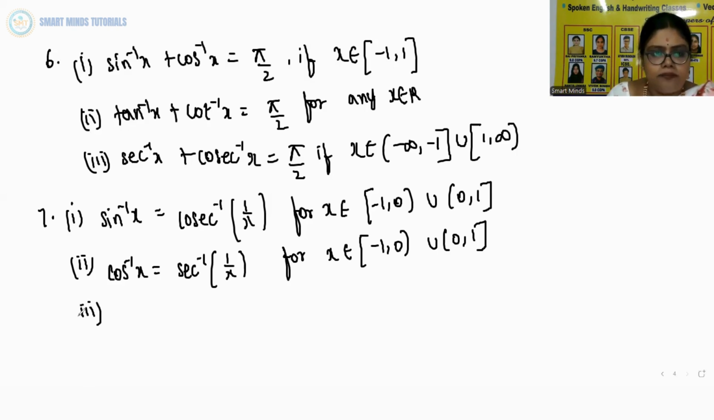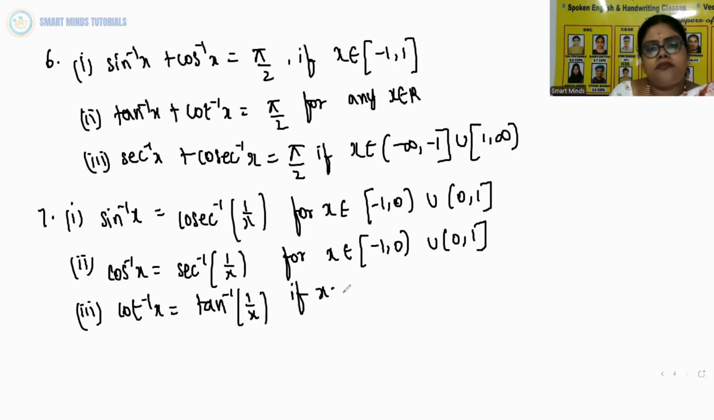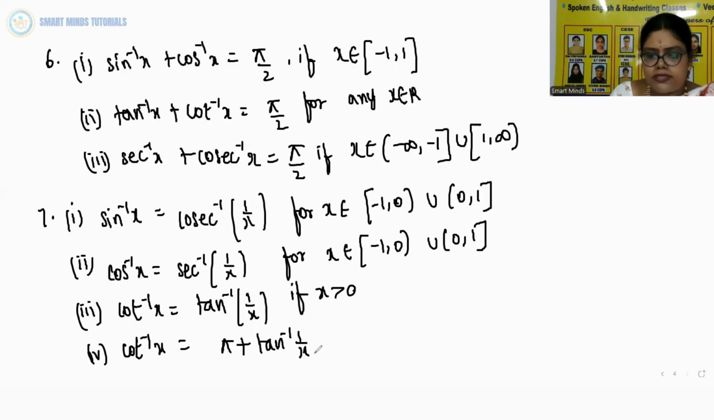Then number 3, cot inverse x can be written as tan inverse 1 by x if x is positive. Number 4 is cot inverse x can be written as pi plus tan inverse 1 by x if x is negative. So if x is negative, it is number 4, and if x is positive, it is number 3.